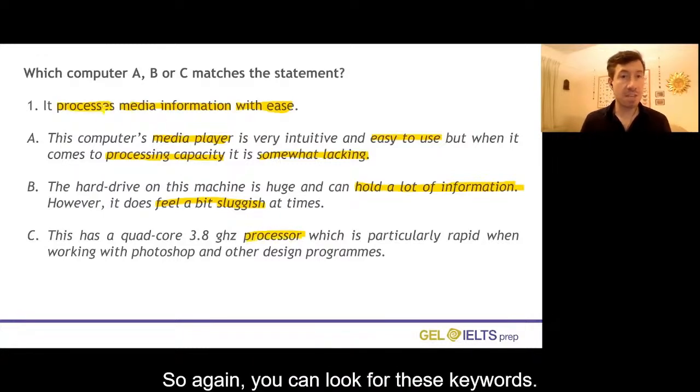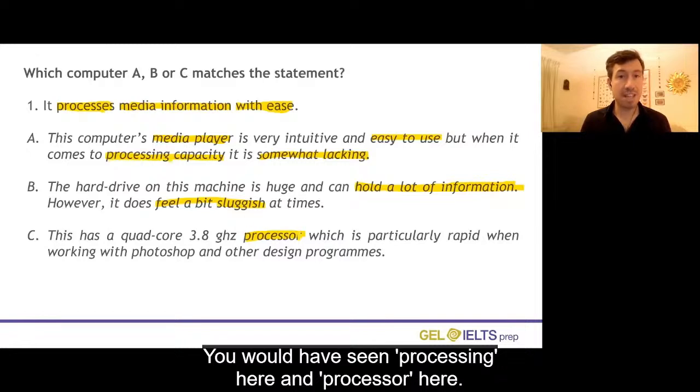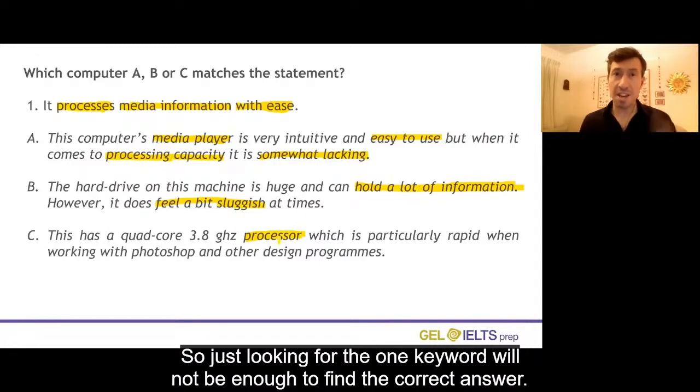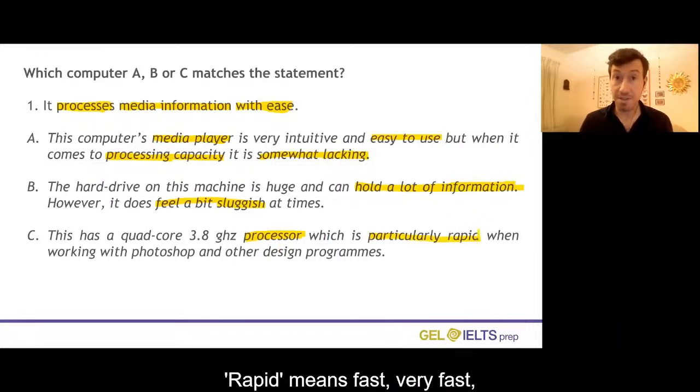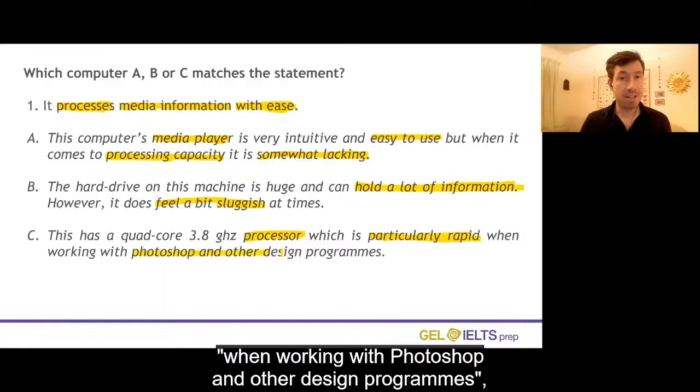So again, you can look for this keyword. You would have seen processing here and processor here. So just looking for the one keyword will not be enough to find the correct answer. Let's keep reading, which is particularly rapid. Rapid means fast, very fast. So rapid could mean with ease, so it processes things with ease when working with Photoshop and other design programs.